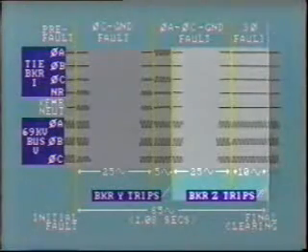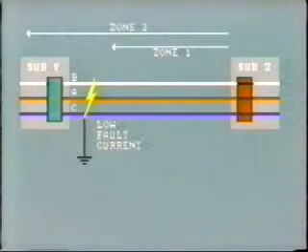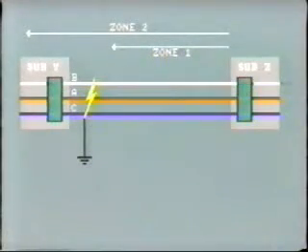This occurs 35 cycles after breaker Y trips. Again, this is reasonable because the fault current is low and also because the fault is in zone 2 of breaker Z's protection. Thus, tripping is further delayed.